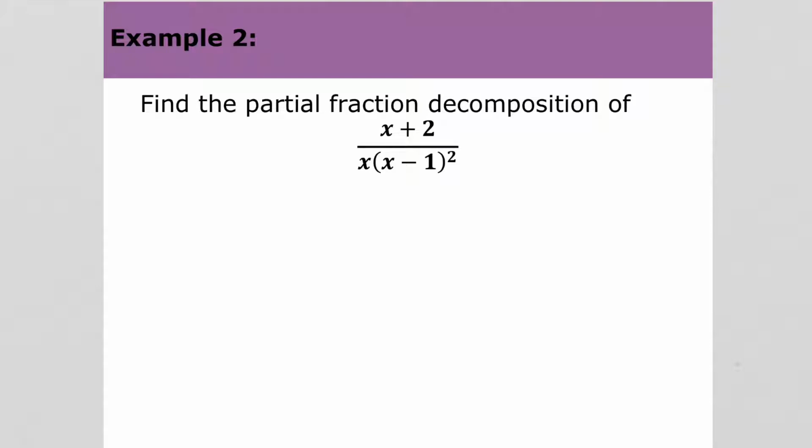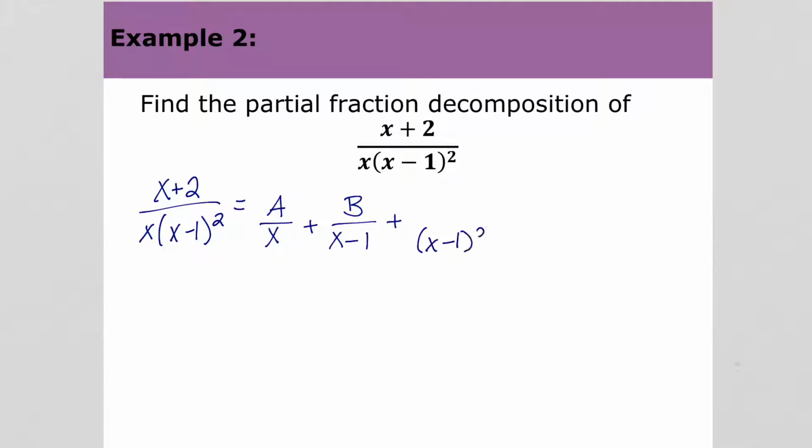And I'll have a page at the end that will show you all of them together so you can see the differences, and we'll go over that. But we've got x plus 2 over x times x minus 1 squared. And what we do with this is we're going to take our x, that's going to go under a specifically. We're going to take our x minus 1, that's going to go under b. And then x minus 1 squared, not just another x minus 1, goes under c.